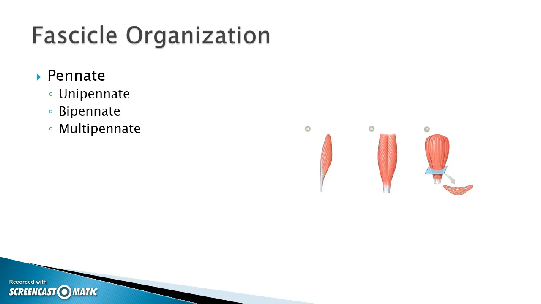The pinnate arrangement actually has three subtypes: unipinnate, bipinnate, and multipinnate. Pinnate means feather, so the fascicles are coming onto the tendon like a feather. If all the fascicles are coming to one side of the tendon, it is unipinnate. If fascicles join from two sides of the tendon, it is bipinnate. If there are several tendons that converge to an even larger tendon, it is referred to as multipinnate. Examples of multipinnate are the extensor digitorum, rectus femoris, and deltoid.